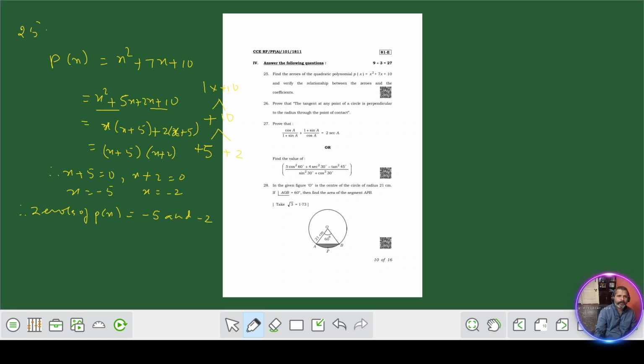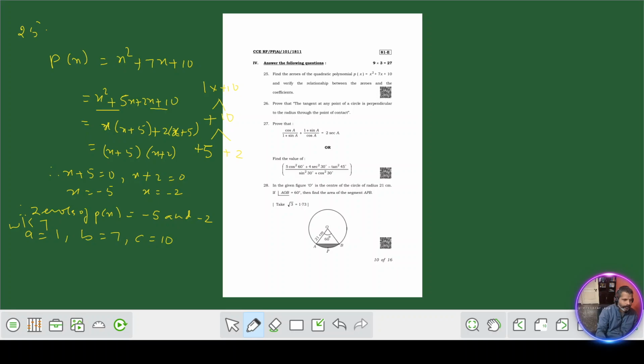Verify the relationship between the zeros and the coefficients. So we know here a is 1, b is 7, c is equal to 10. How do we get it? Comparing the given polynomial with ax square plus bx plus c, we get that. Then verifying the relationship between the zeros and the coefficients.